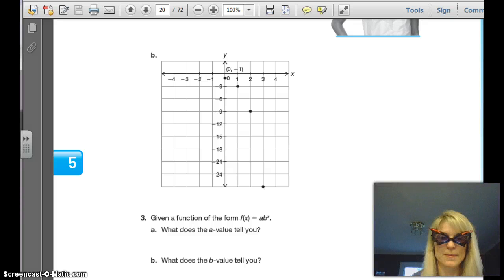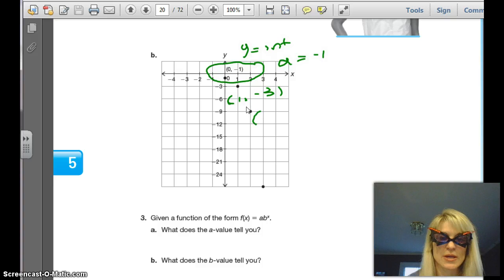Looking down here, I'm not given a table, but I'm given a series of points. Here it tells me when x is 0, y is negative 1. So automatically, I know that's my y-intercept, or my a. And I'm given other points here. This point right here is 1, negative 3. This point is 2, negative 9. And this point down here is 3 and 27, it's going by 3s. So here are my points, just on a graph instead of a chart.